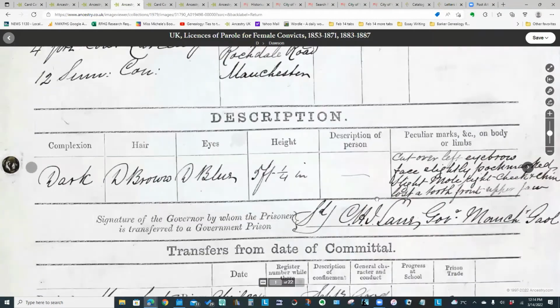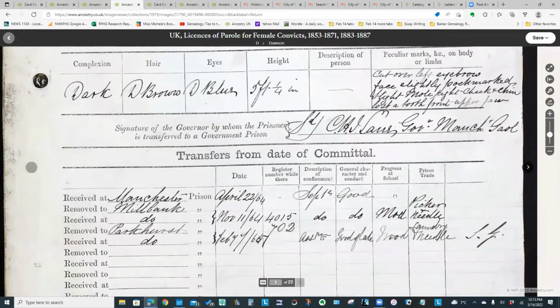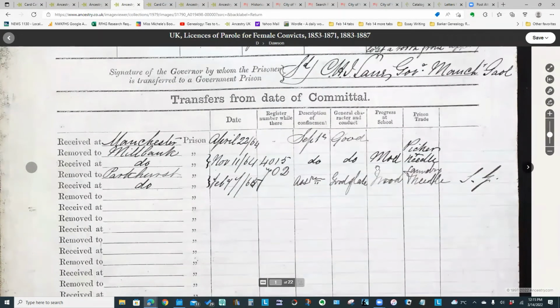What I particularly like is the description. Under peculiar marks, they say she has a cut over the left eyebrow. Her face is slightly pockmarked. There is a slight mole on the right cheek and chin, and she lost a tooth in the front upper part of her jaw. So they were getting pretty specific. We have all the details of where she was incarcerated and when she was transferred from one jail to another.